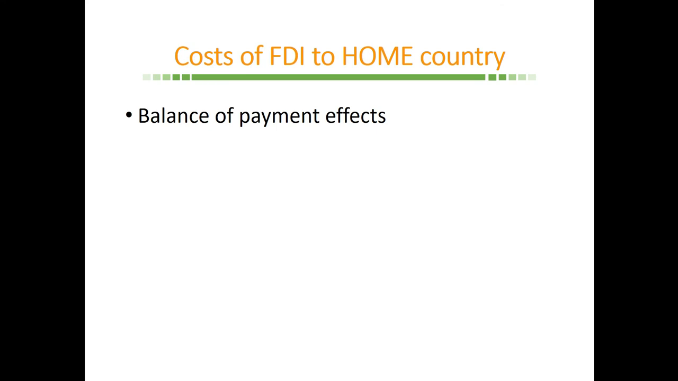Okay, now let's take a look at the costs of FDI to the home country. First is the balance of payments effect. The balance of payments suffers from the initial capital outflow required to finance the FDI. The current account is negatively affected if the purpose of the FDI is to serve the home market from a low-cost production location. So the current account suffers if FDI is a substitute for direct export.